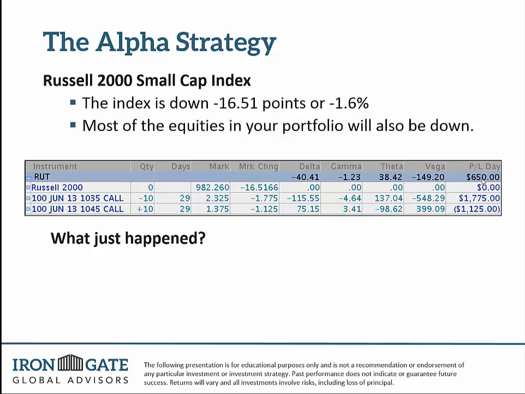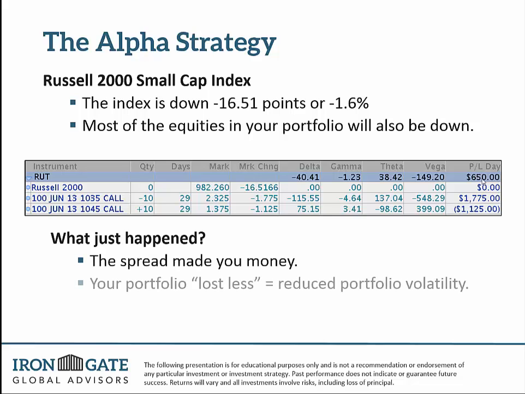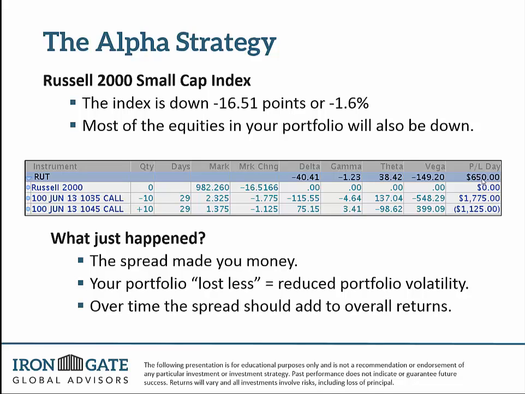So what does that mean? Well, what just happened? The spread made you money. We know that. So your portfolio lost less. If you think about it, most of the underlyings in your portfolio are losing money, but we're making money on this spread trade. So we're losing less. What does that mean? It means it reduces your portfolio volatility. That's what that means. And that's one of the alpha goals, right? And over time, because of the nature of the probabilities of the spread, that spread should add to your overall returns of your portfolio.